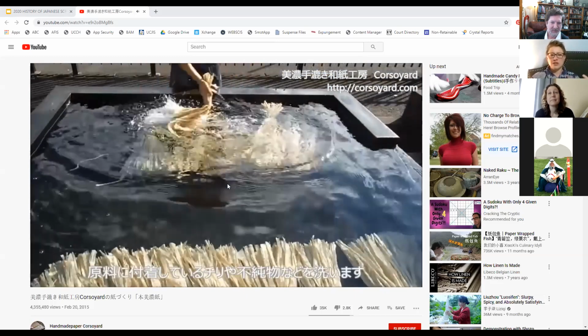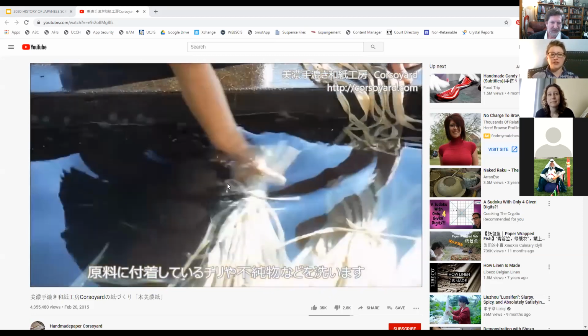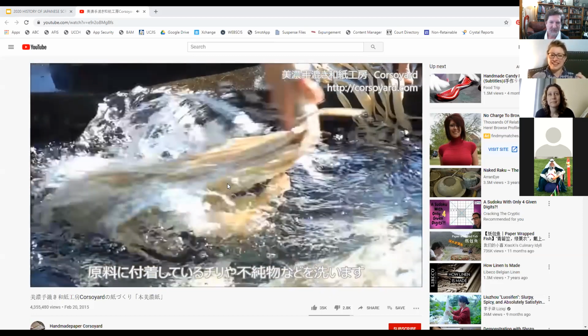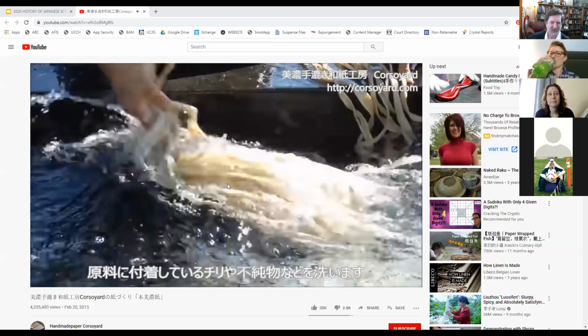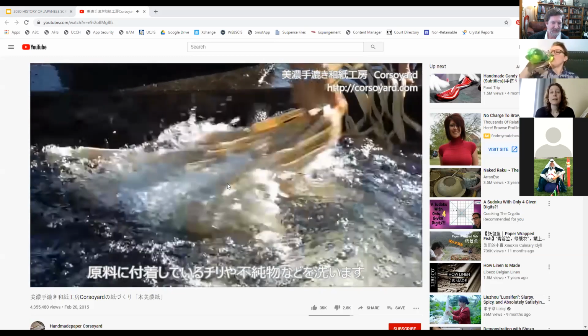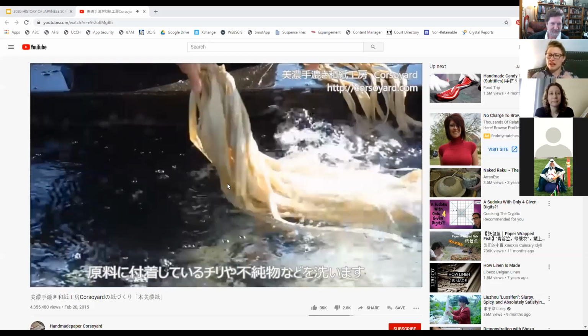So it seems like they're a lot more, how do I put it, tender? I don't know. This is making me think of Egyptian papyrus a little bit. Yeah, that's what I was thinking too. Delicate. They're a lot more delicate fibers.